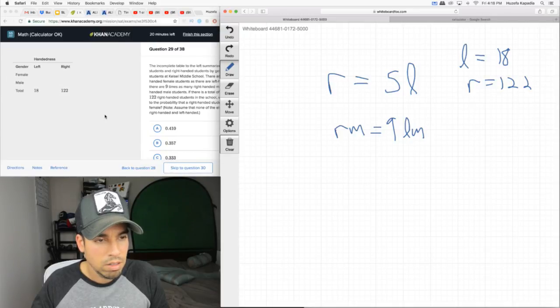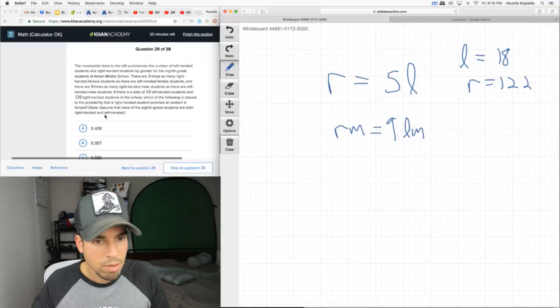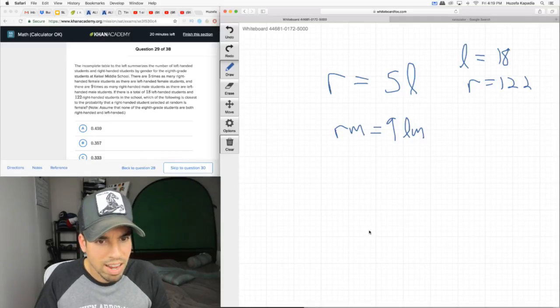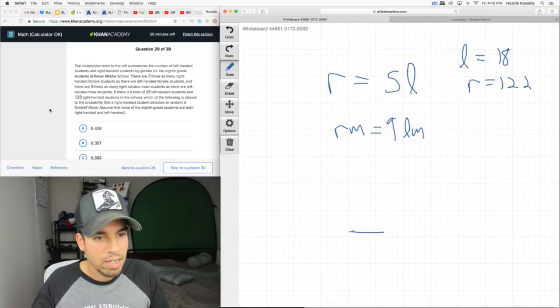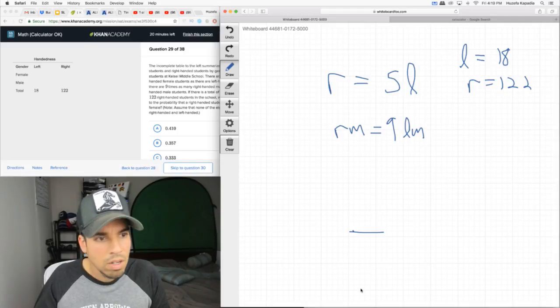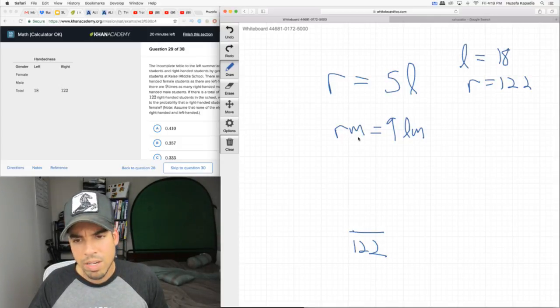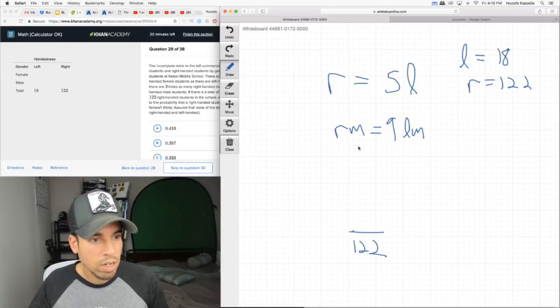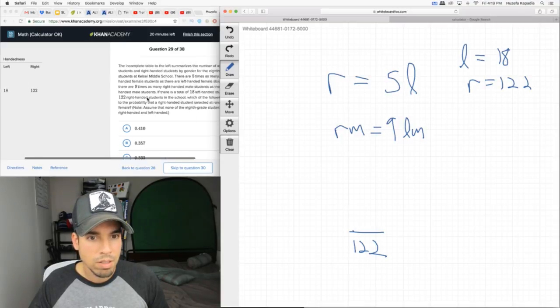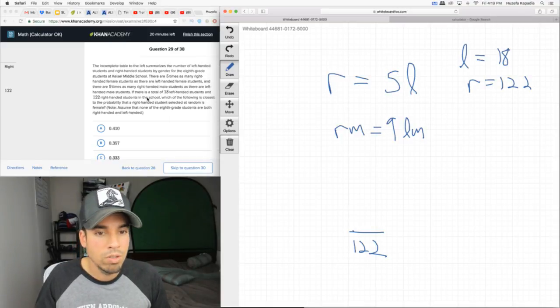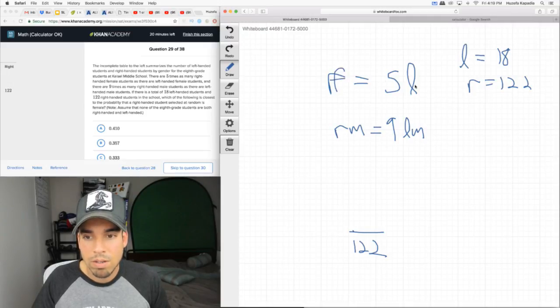Right, let's see. We want to know that a right-handed student selected at random is female. So first of all, right-handed students, we're already selecting from this base of 122. So we just need to know the number of females that are right-handed. If we find the number of males that are right-handed, like right here, we're kind of good to go. So right-handed equals 5 times the left-handed. Wait, is that what it said? Oh, female students. This should say right-handed female. Ooh, I missed that.